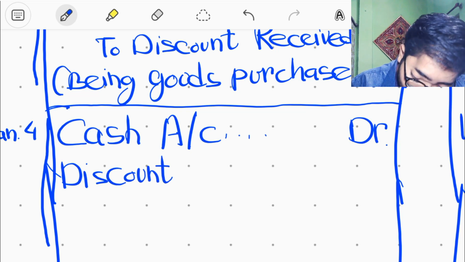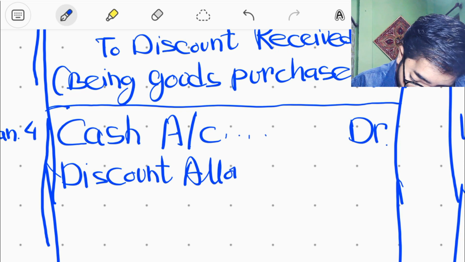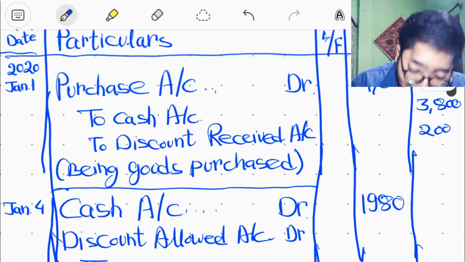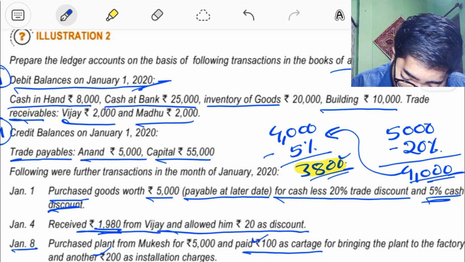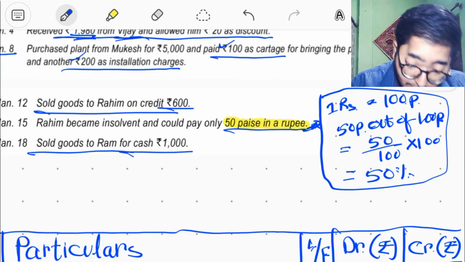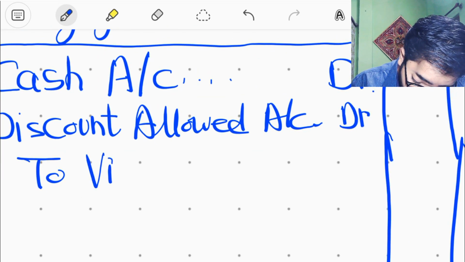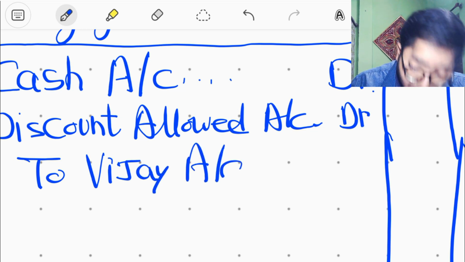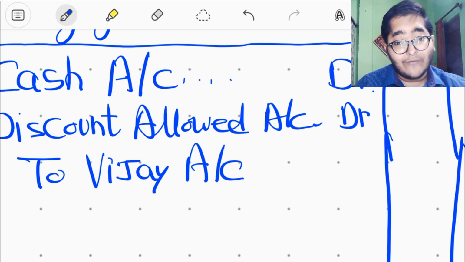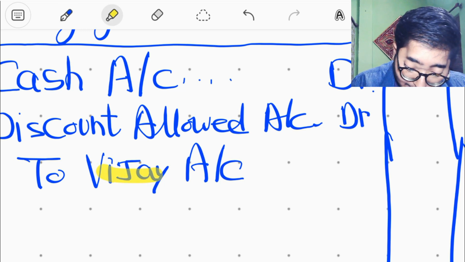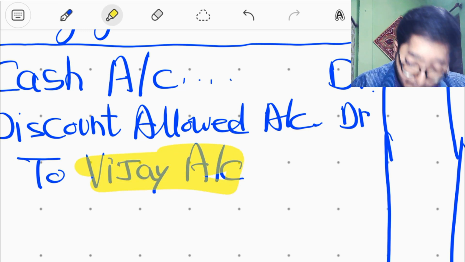Cash account debit, discount allowed account debit. To which asset? Which asset is going out? To Vijay. Vijay was an asset because he was a debtor. Vijay is going out. So to Vijay account. So what is this Vijay account? Vijay was a trade receivable. He was a debtor. And this person Vijay, this Vijay account was a personal account.